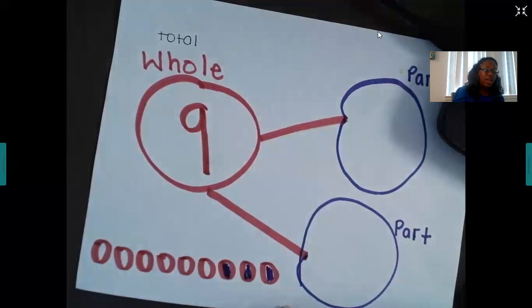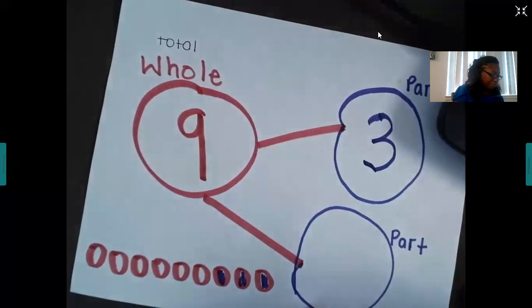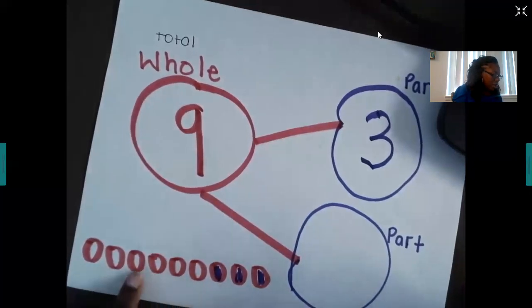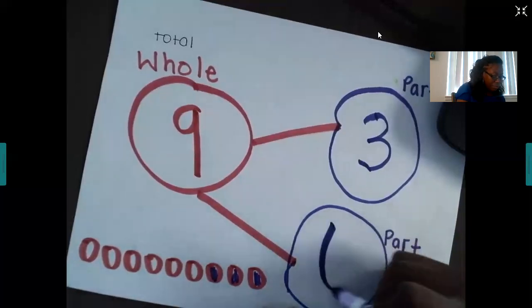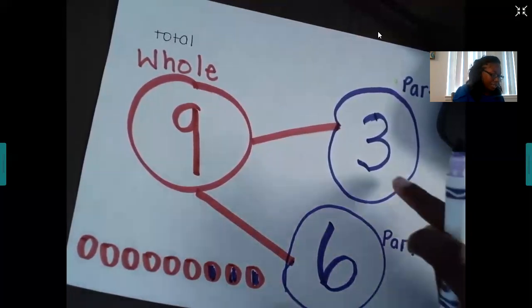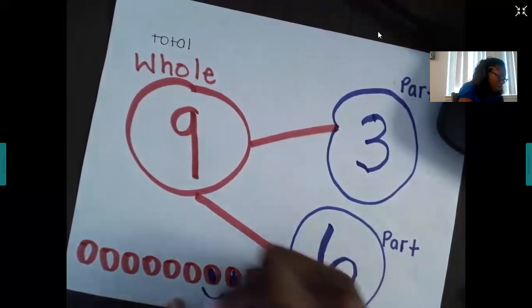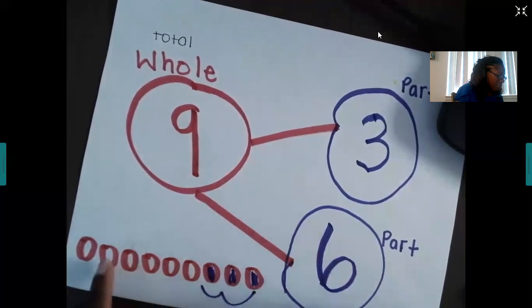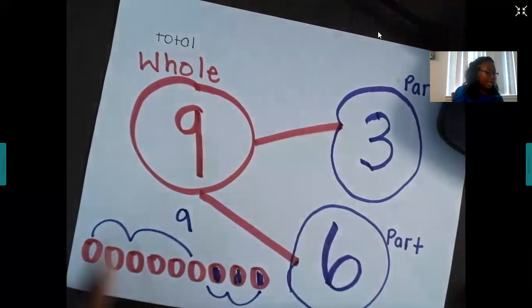Because I colored 3 of my circles, that is the first part we're dealing with. And because the other circles do not have purple, that will be our next part, which will be 1, 2, 3, 4, 5, 6. If we add 3 and 6 together, 1, 2, 3, because that's our first part, and our 6, 1, 2, 3, 4, 5, 6, which is our second part, we get our whole, which is 9.